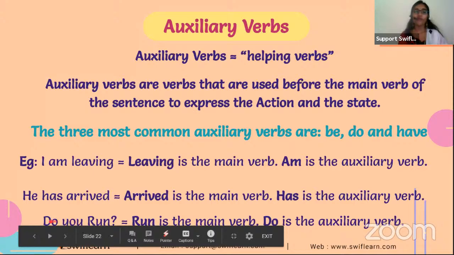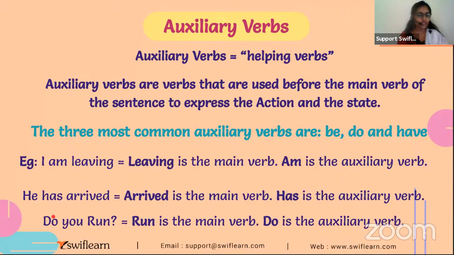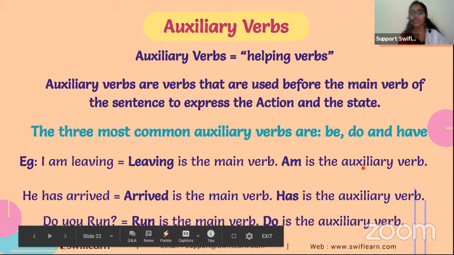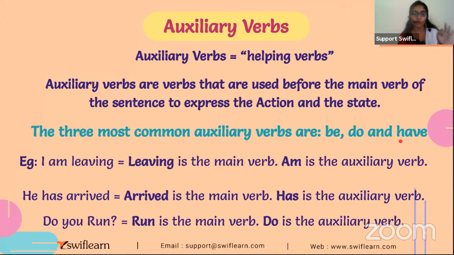Now the final example we have here is, do you run? Students, can you tell me which is the main verb here in the last example? Do you run? Which is the main verb? Run indicates an action. So run is the main verb there. And which is the word standing before the action? You is a pronoun, and do. Do is the auxiliary verb there. So as we have already seen, be, do, and have are the three most commonly used auxiliary verbs.